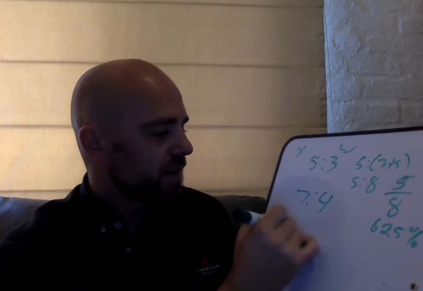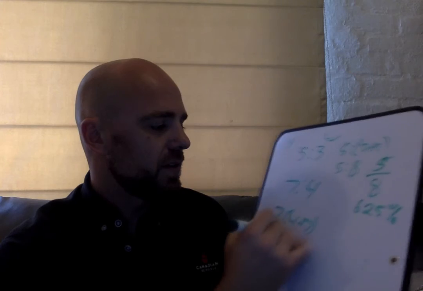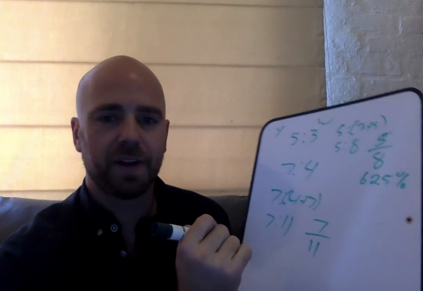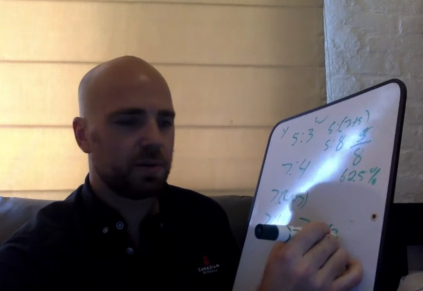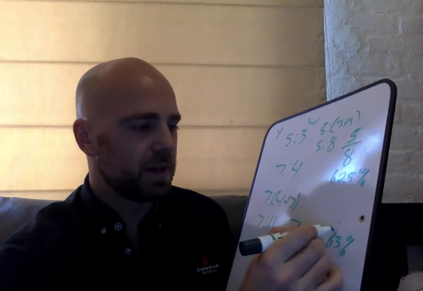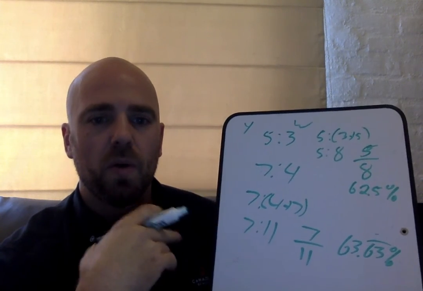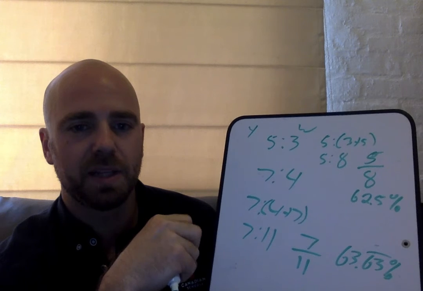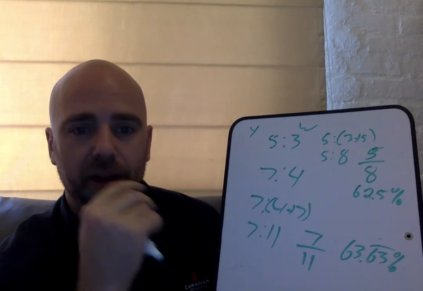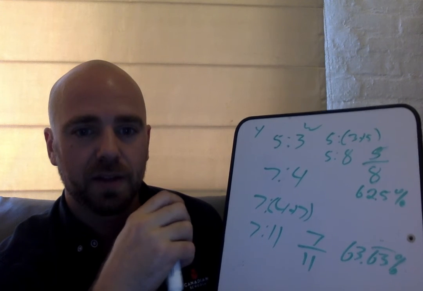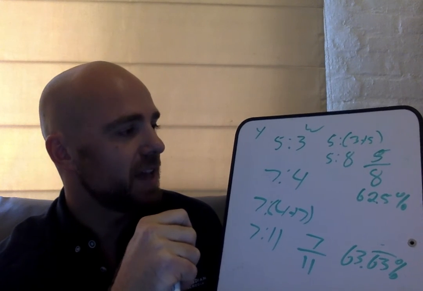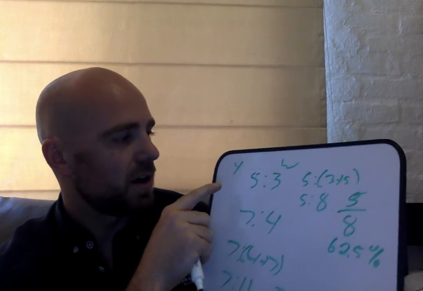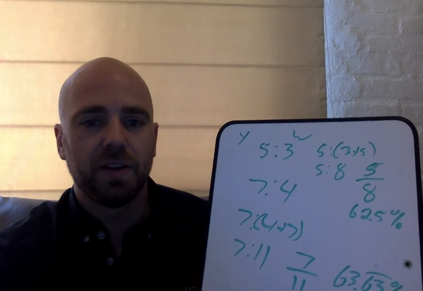If we go this way, we're going to have 7 to 4 plus 7, which gives us a 7 to 11 ratio, which is 7 over 11 as a fraction, and that's going to be a 63.63 repeating percentage. What we're saying is this is how much yellow paint is in each, because we're talking about the yellow paint, and they want the lighter shade. Which one will be lighter? The lighter one will be the one that has less yellow in it, and more white, so the smaller percentage. In this case, option number 1 would have the lighter shade.